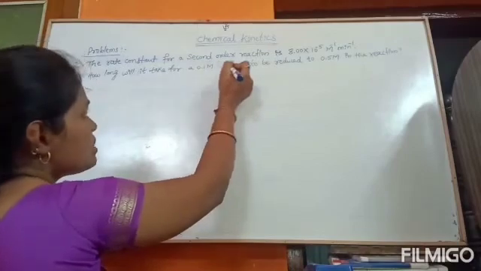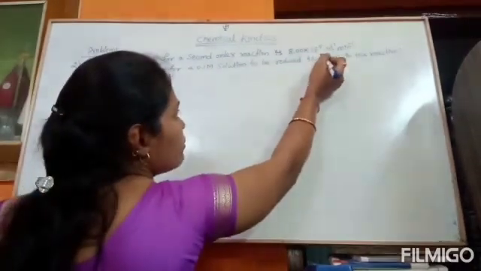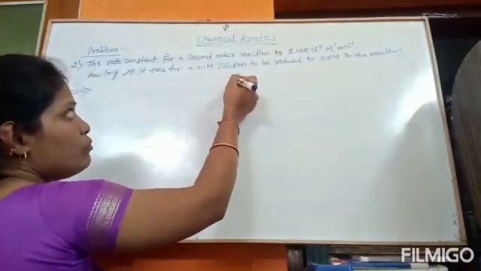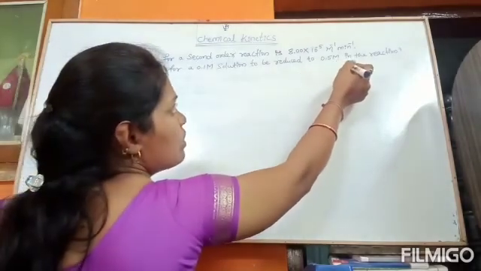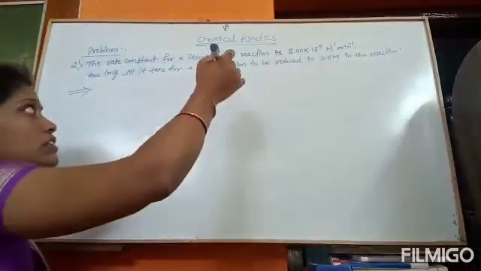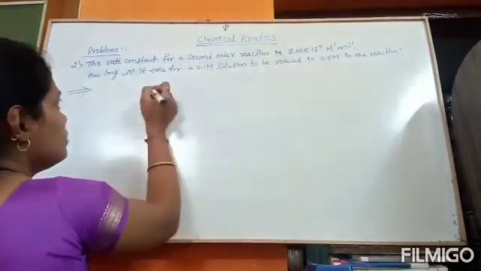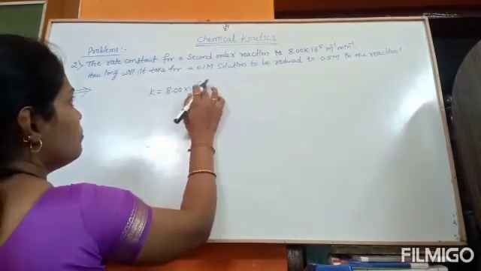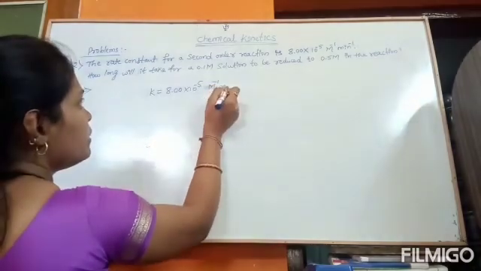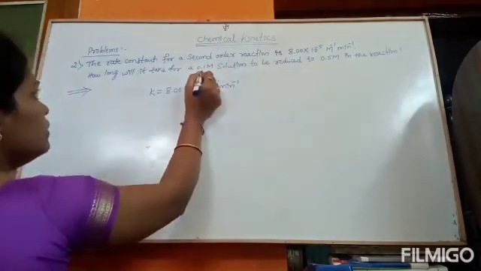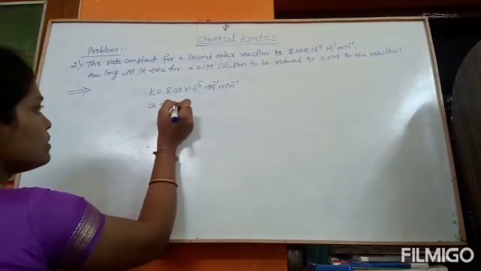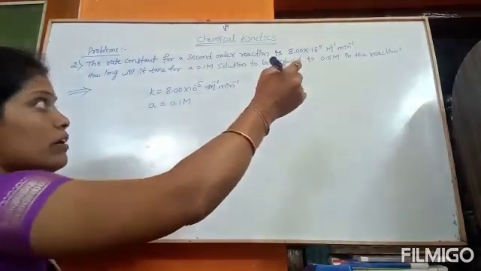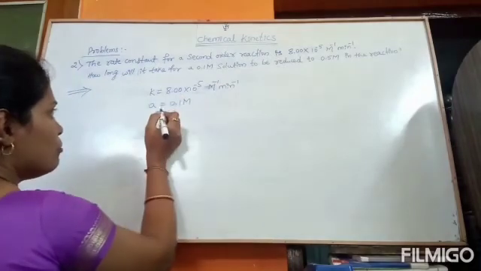Second one: the rate constant for a second order reaction is 8.00 into 10 to the power minus 5 per molar per minute. How long will it take for a 0.1 molar solution to be reduced to 0.5 molar in the reaction? In this problem, they have given K is equal to 8.00 into 10 to the power minus 5 per molar per minute, the initial concentration 0.1 molar, and the concentration it will reduce to 0.5 molar. They are asking how much time it takes.